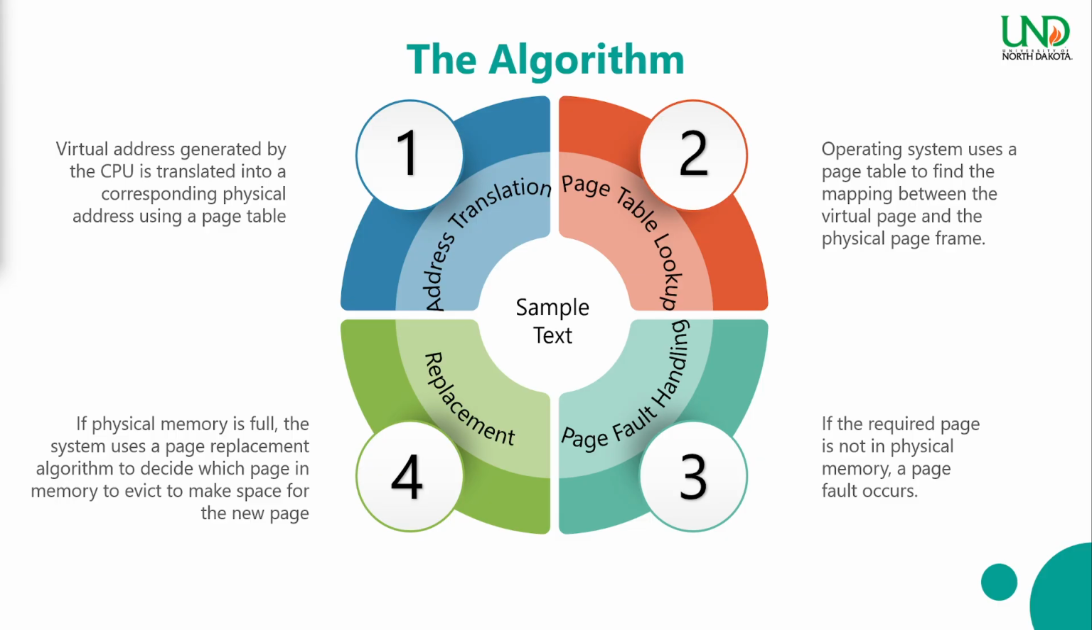When physical memory is full, the system uses a page replacement algorithm to decide which page in memory should be evicted to make room for the new one. This ensures that the most relevant pages stay in memory, while the unused ones are swapped out. These 4 steps, translation, lookup, handling, and then replacement form the backbone of virtual memory, allowing it to function effectively while managing system resources efficiently.